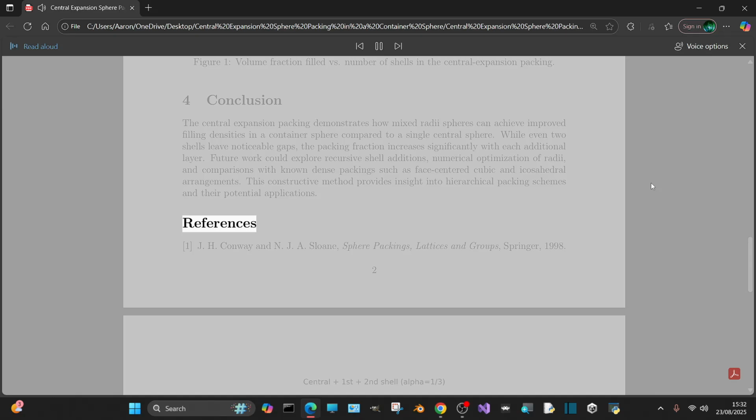References: 1. J. H. Conway and N. J. A. Sloane, Sphere Packings, Lattices and Groups, Springer, 1998. 2.